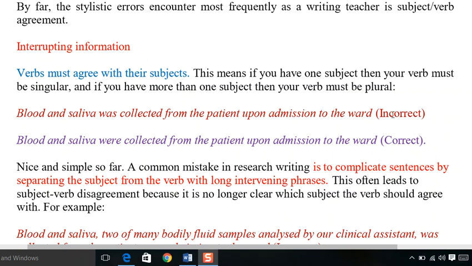It is incorrect. Why is it incorrect? Because blood and saliva are compound subjects. Blood is something different, saliva is something different, and here you find and. So it becomes a double subject. Thereby we use were collected, and here he has used simply a singular verb. This is the mistake, and it is a mistake of concept.